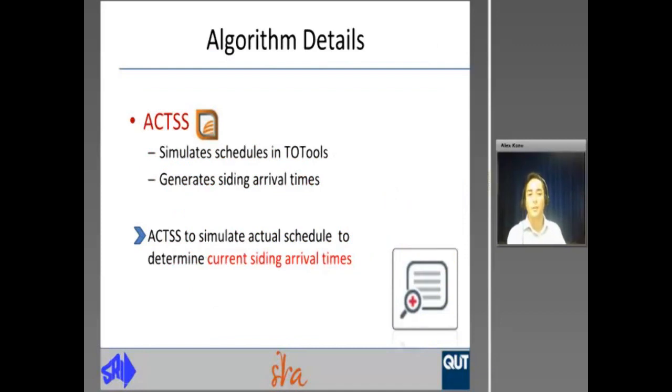So again, to develop this algorithm, we use some of the ACTS routines. As I mentioned before, ACTS simulates ledgers, or simulates schedules, in Tilt Tools. And one of the outcomes is that it generates siding arrival times. So we then use this routine to simulate the actual schedule to determine current siding arrival times. In other words, we know what the locomotive is going to do in real time.